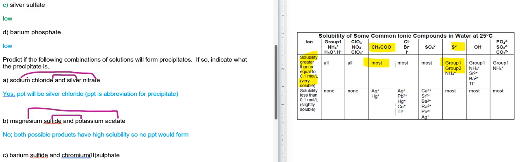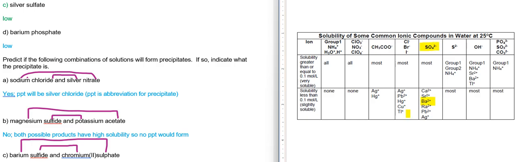A couple more examples. If we have barium sulfide and chromium sulfate, again, look at those two other combos. So barium with sulfate now. Start fresh over here. We've got sulfate and we've got barium. Oh, it has low solubility.